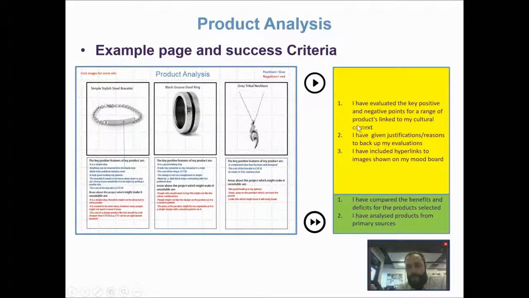What I ask of my students is to basically come up with an evaluation of the key points, whether positive or negative, about the product. In this case, these products are obviously linked to the chosen context or the design brief that they're working on. A nice tip for the examiner or for the moderator, I suppose, is to do a bit of colour coding here, perhaps put a key on the page so it's clear what are the positive and negative features.